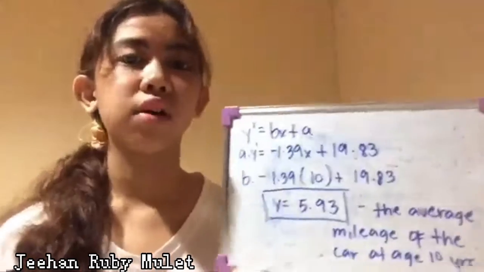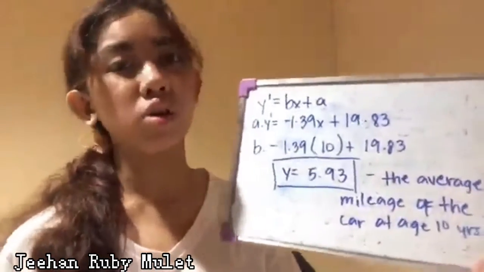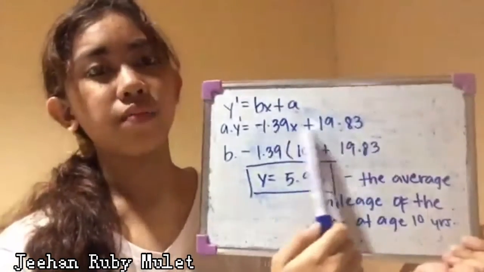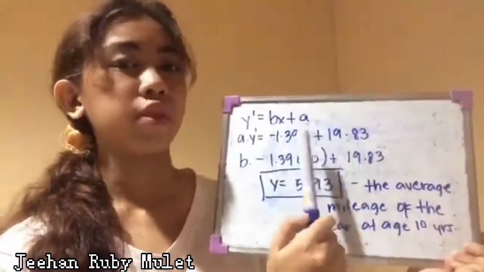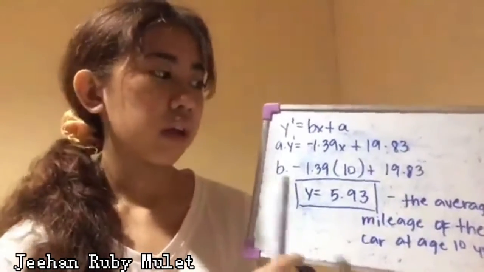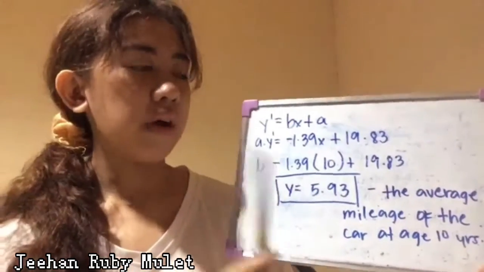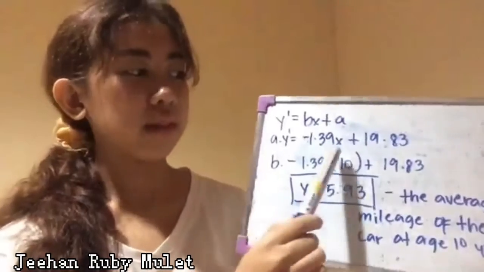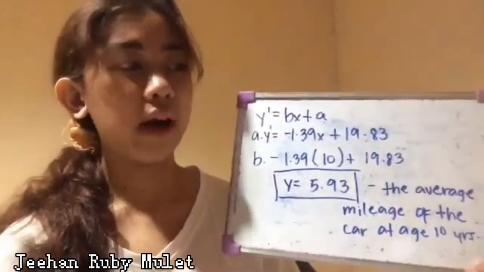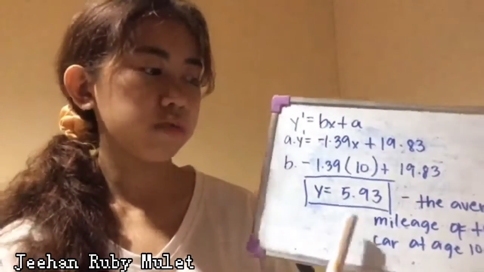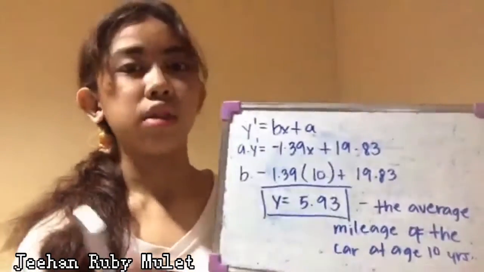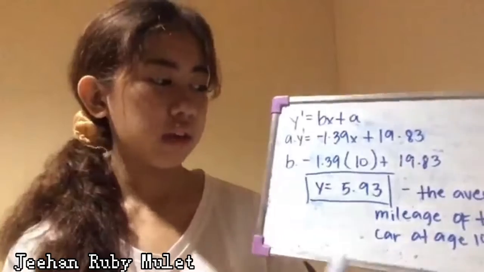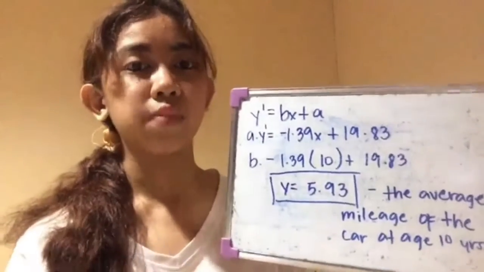So now that we have the results of our A and B, or the slope and y-intercept, we will form the regression line by this solution, or this formula right here. That is our regression line. And to find the average mileage or liter, we will substitute 10 to x right here. Then we will have the result of y equals 5.93. So therefore, the average mileage of the car at age 10 years is 5.93 per liter.